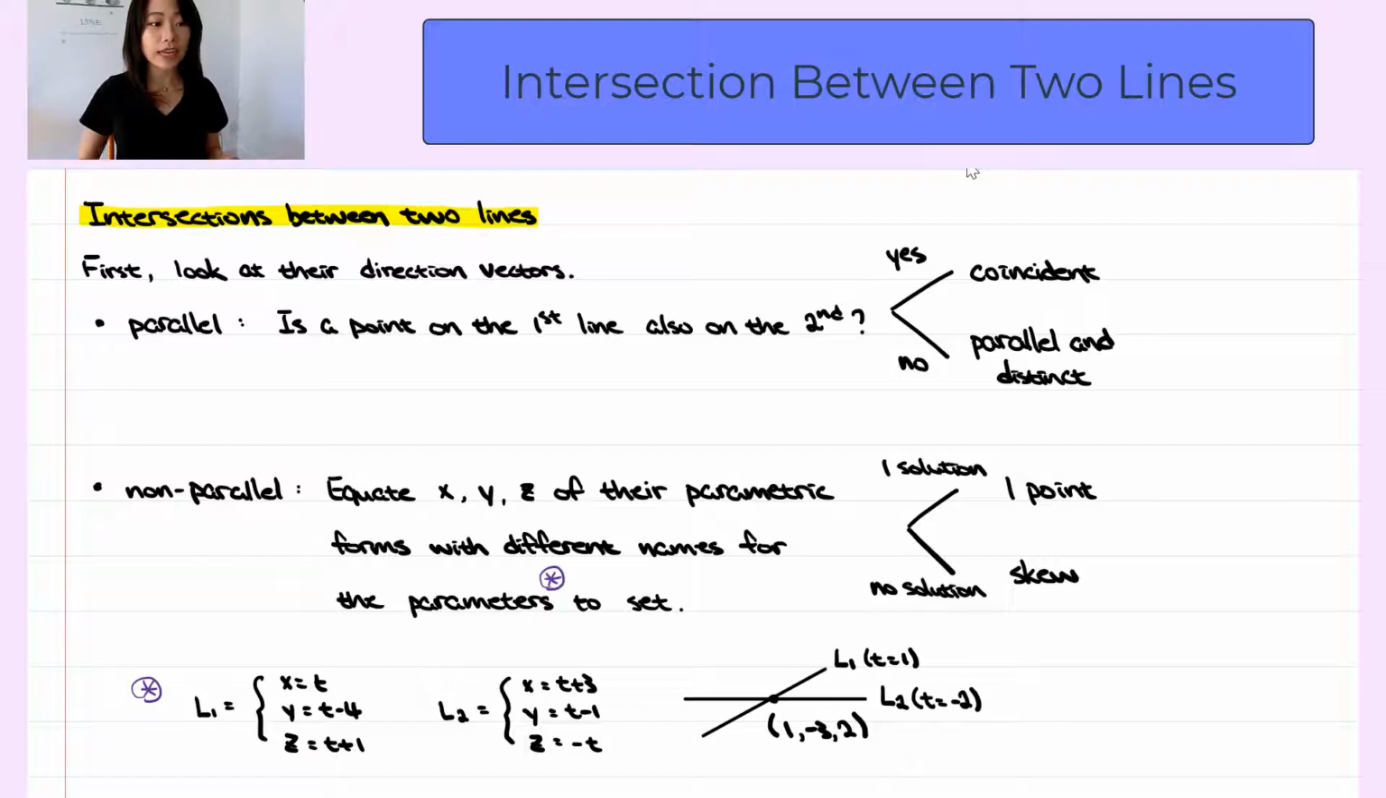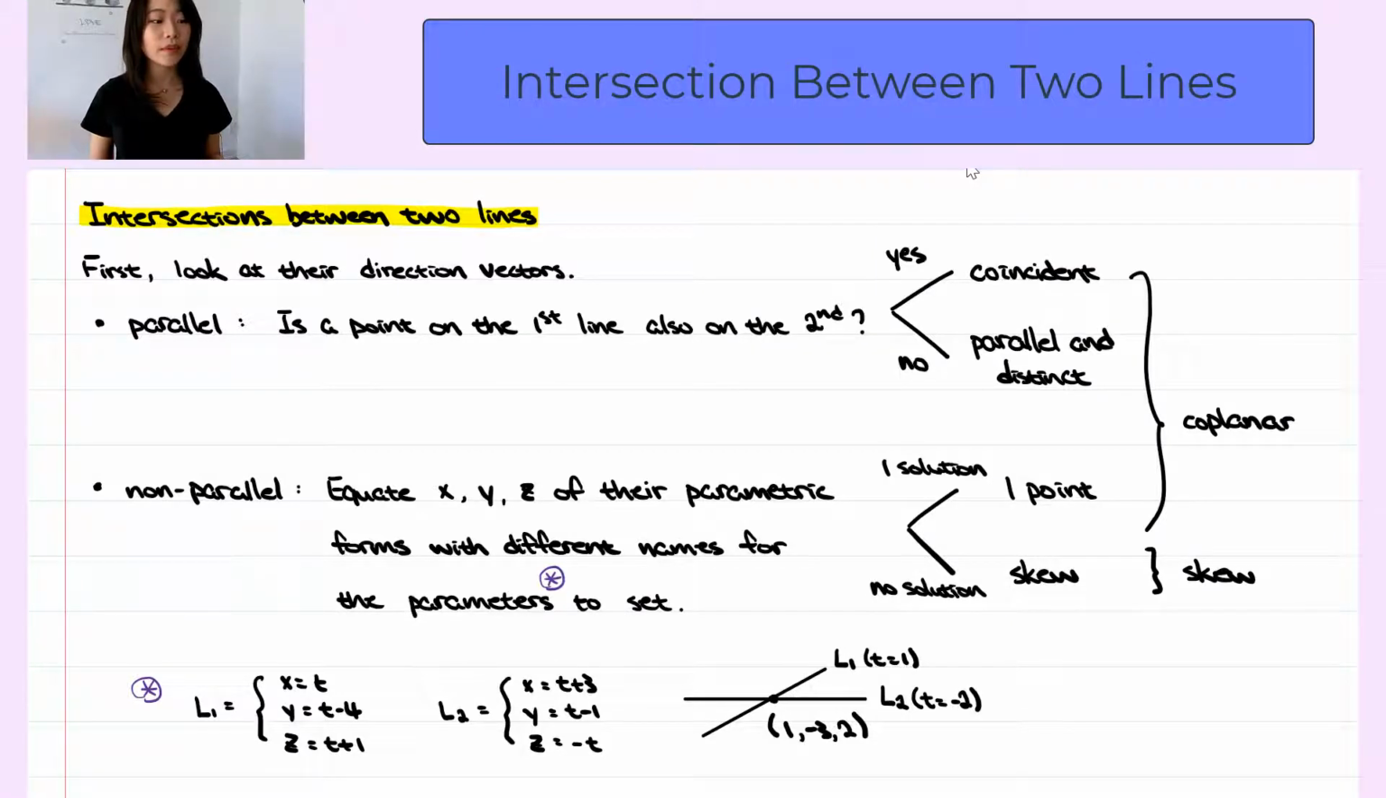So here are the four cases. Two lines could be coincident, parallel and distinct. They could have one intersection point or zero intersection points, when the two lines are skewed. For the first three cases, the two lines are coplanar, which means the lines lie within the same plane. But the last case, the two lines are non-coplanar. They are skewed.